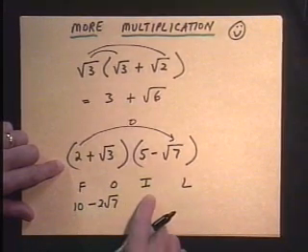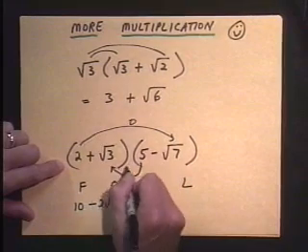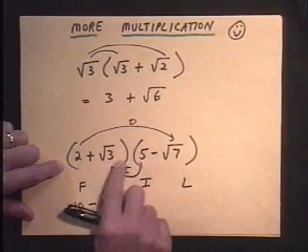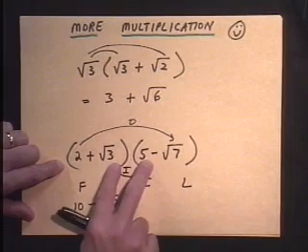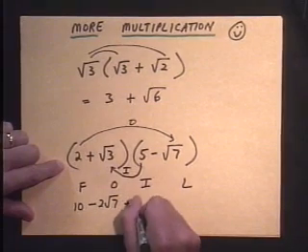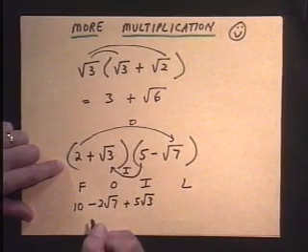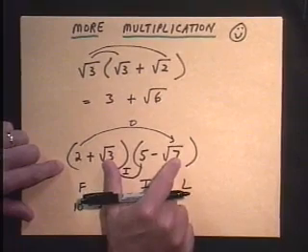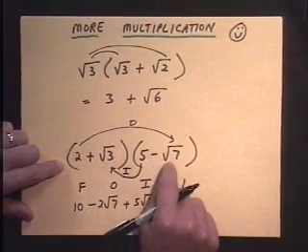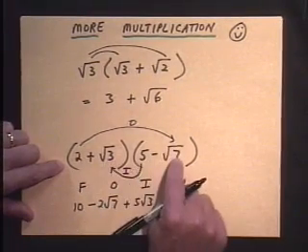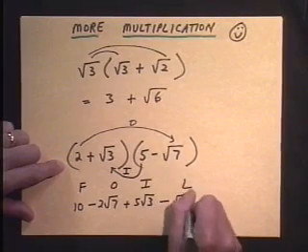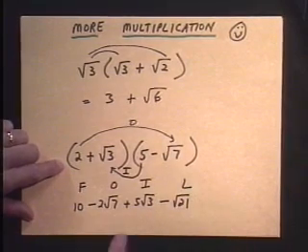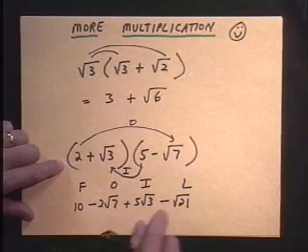The inside two terms, the ones closest together, 5 times the square root of 3. Both of these are positive, thus positive, plus 5 times the square root of 3. And the last two terms, when you have the square root of 3 times the square root of 7, positive times negative, you get minus the square root of 21. So some of these FOIL problems, you have to watch out.